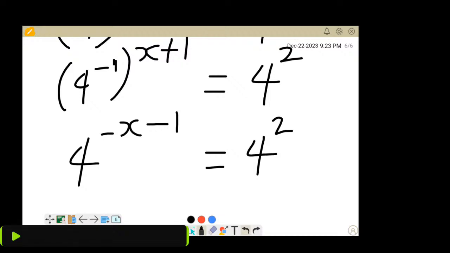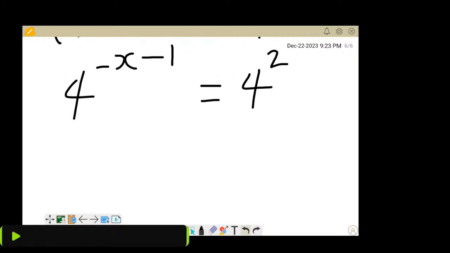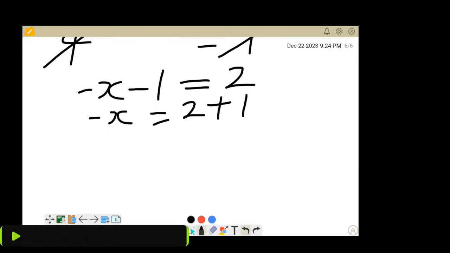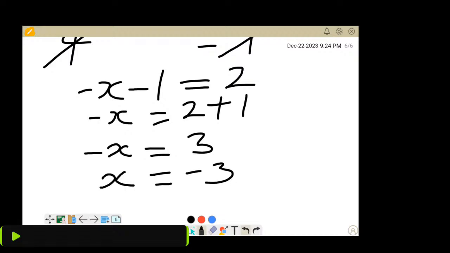So at this point, we can equate the power. So we have minus x minus 1 equal to 2, minus x will be equal to 2 plus 1, and with this we can say minus x equal to 3. Dividing both sides by minus 1, our x will become minus 3 according to what we have in the equation. Okay, let's check another example.